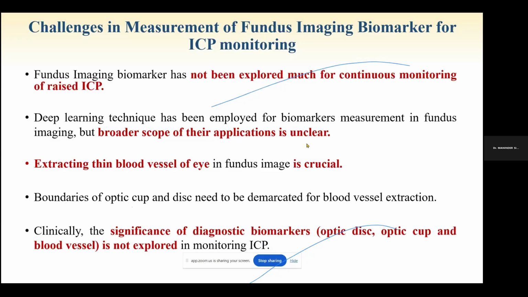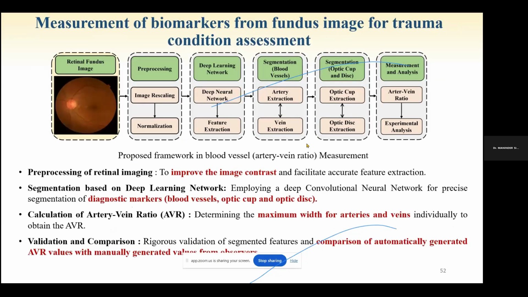Moreover, for monitoring of ICP, you can explore these biomarkers. Okay, so we have also developed an algorithm for automatically predicting the artery and vein. We did the pre-processing, simply normalization, and used two different deep learning networks, basically existing ones, and then extracted the artery and vein information. Then we did the validation part. We are generally working on it for monitoring of ICP. Okay, so I will move on.